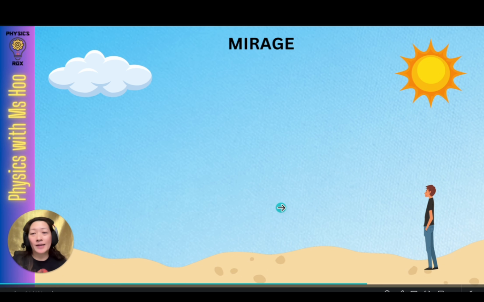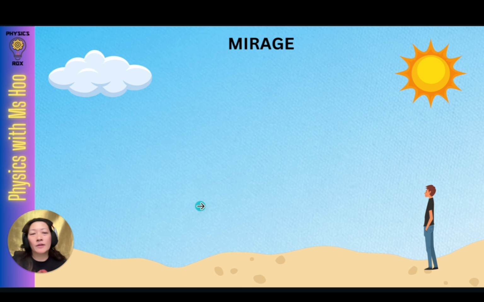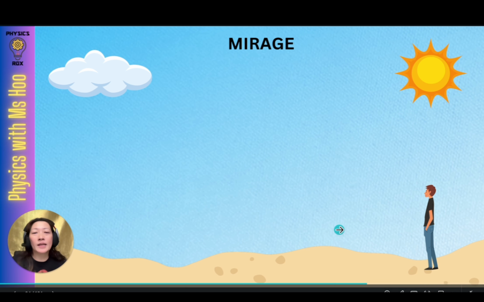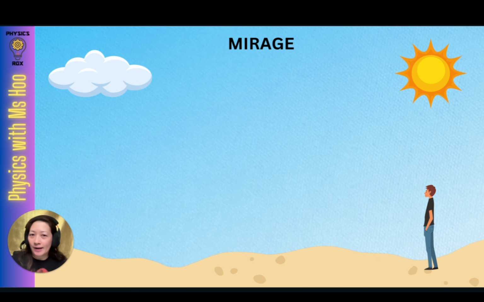We've got someone here in the desert and a cloud in the sky. So the mirage can only happen when the surface is very hot. That means it's got a low specific heat capacity, or it's a good heat conductor, so it tends to absorb heat. Some of you may even have observed mirages on a road. For example, if you're in a car on a very hot day and you're looking straight ahead, sometimes you can see what appears to be a puddle of water in front of you on the road, but when you get there, there's actually no water. So this also works because the surface of the road is very hot, very low specific heat capacity.